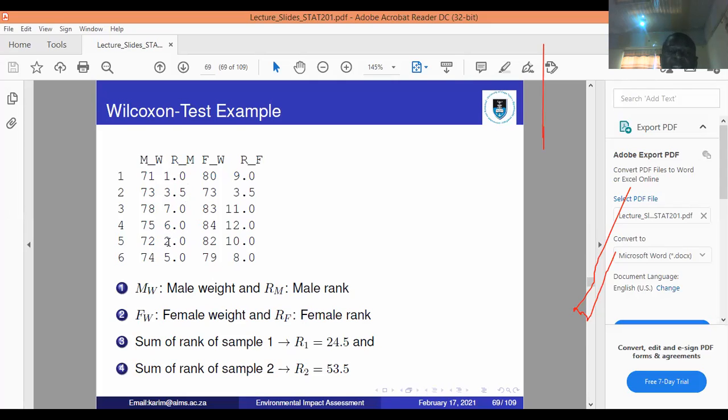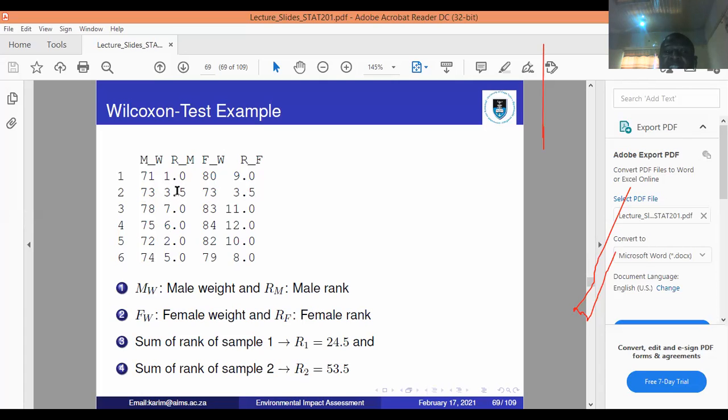What is the next highest value? 73. That is a female. But you can see that for 73 there are 2, isn't it? We have 1 in the male, and 1 also in the female. So they were supposed to take positions 3 and 4. Which one do we give 3 to, and which one do we give 4, since they are the same?